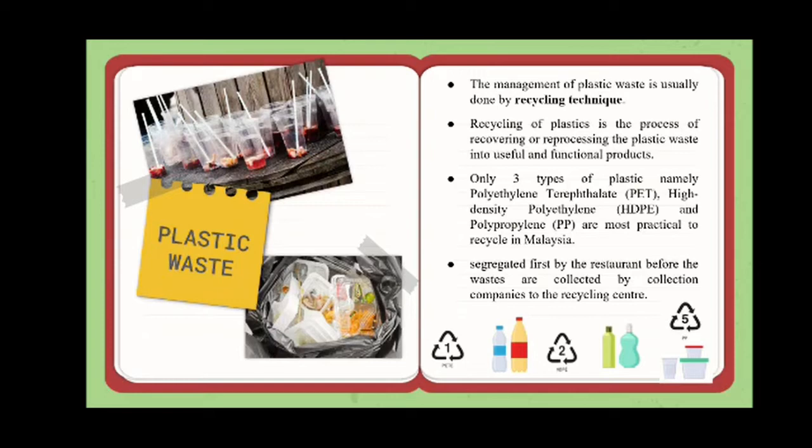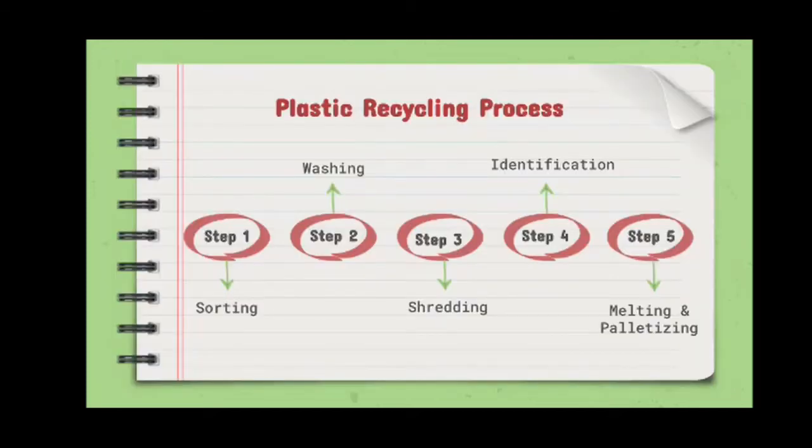It's recommended for the plastic waste to be segregated first by the restaurant before the waste is collected by the collection companies and taken to the recycling center. So this is the plastic recycling process, which involves 5 steps. The details of every step will be explained on the next page.